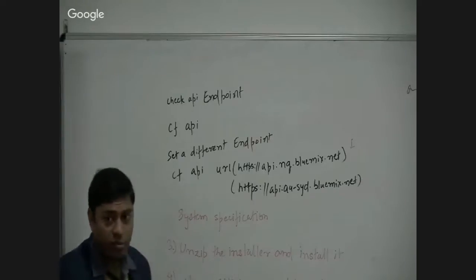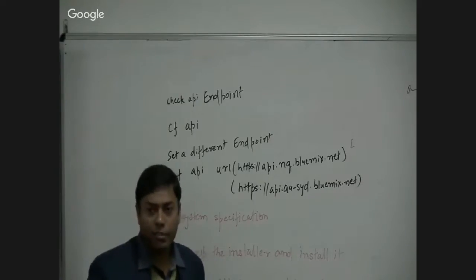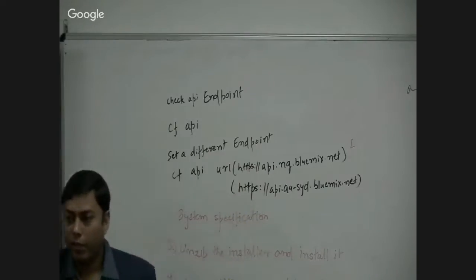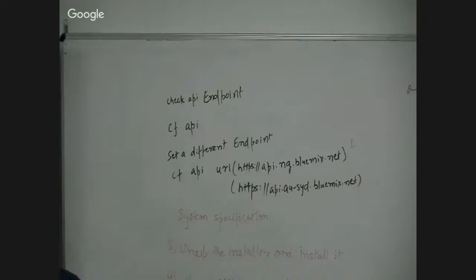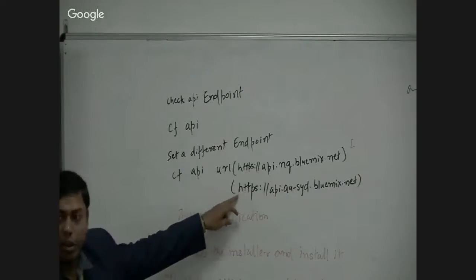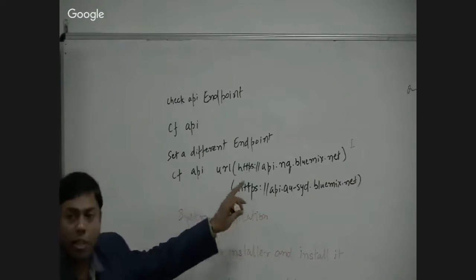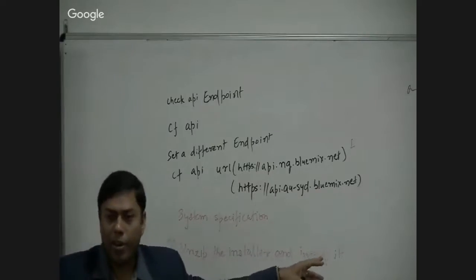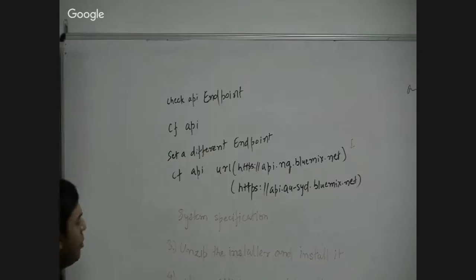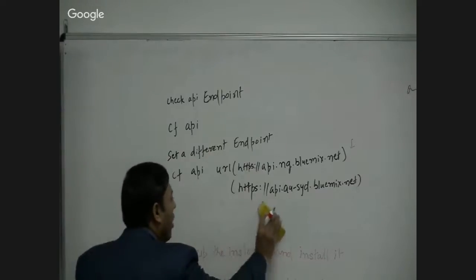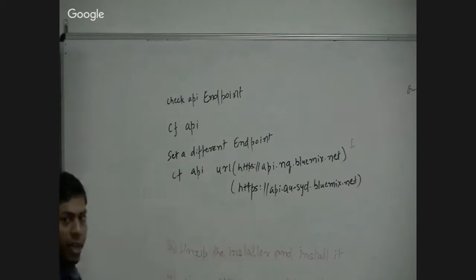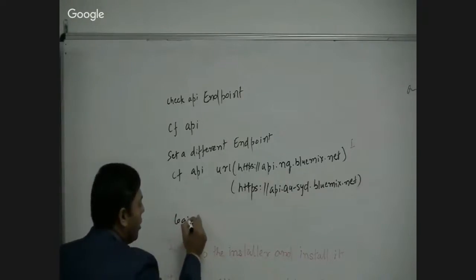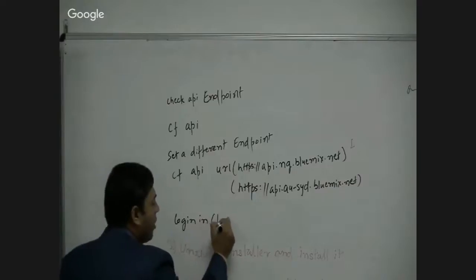But if your API endpoint changes, just see the URL you are at when you try to log in on Bluemix. You can see this URL. Okay, this URL will be displayed on your Bluemix, and just change it to your particular endpoint, and then you need to go and do the login. Okay, how can you do the login? Login into Cloud Foundry.